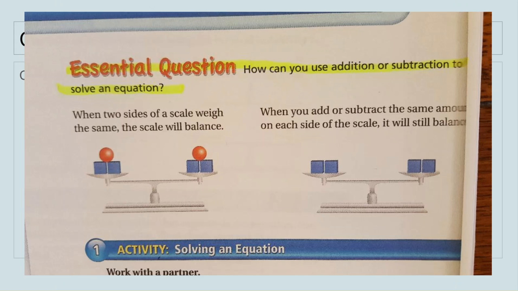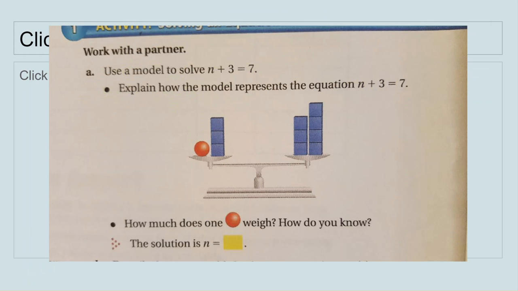I then went to the textbook all the way to the beginning of the chapter, where it compares two sides of an equation to two sides of a scale. Here on the right, we can see that if we take one block away from the left side of the scale, we also need to take one block away from the right side of the scale to keep it balanced, to keep it equal. Here we want to find the value of the red ball N.